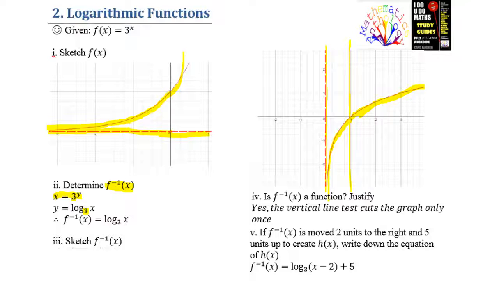The next one, if f inverse x is moved 2 units to the right and 5 units up to create h of x, write down the equation of h of x. So we said we're moving 2 units to the right and 5 units up. If we're moving 2 units to the right, we need to minus 2 for x. There we go, x minus 2. And if we're moving 5 units up, we need to add 5 at the end of the equation. And this should be my new h of x graph here.